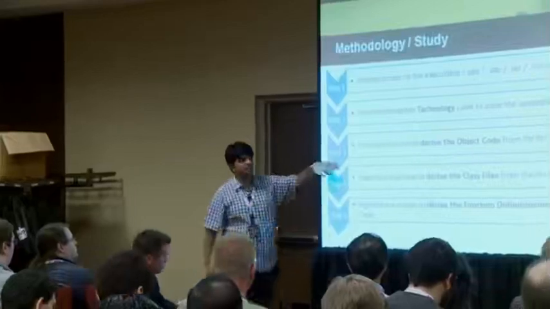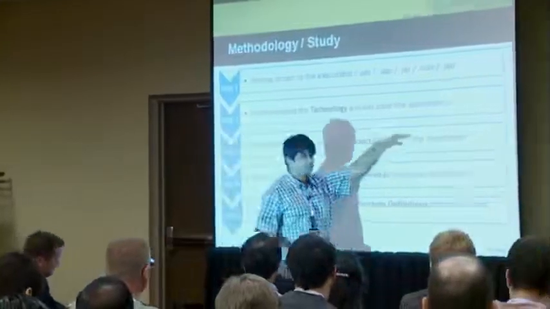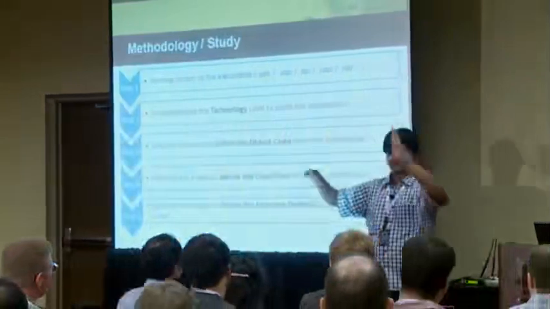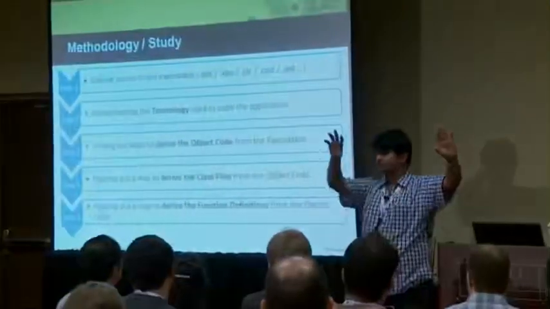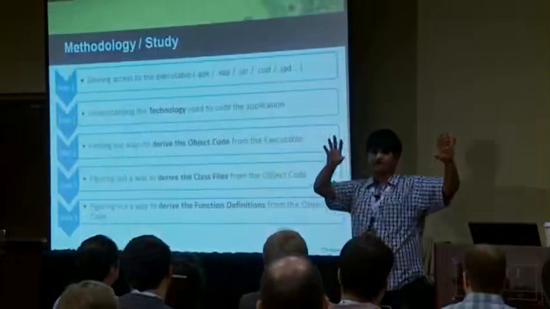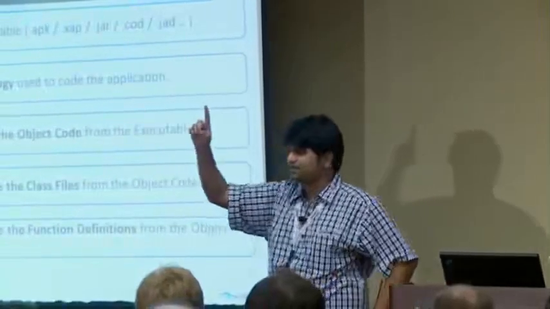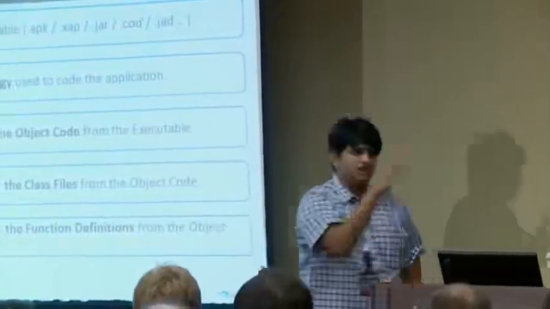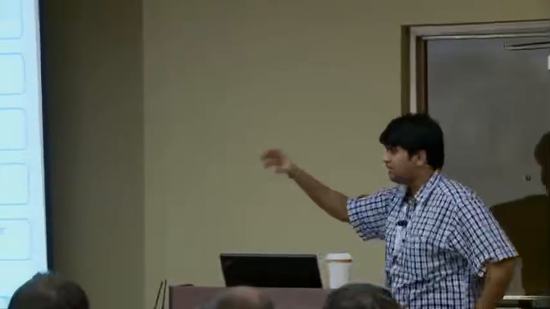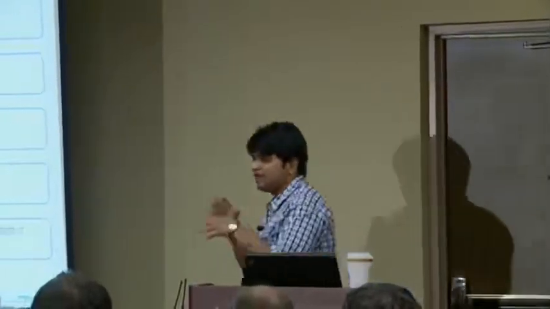The next step is to find ways to derive the object code from the executable. Like I said: executable, object code, and program. The secret of decompilation is that in any executable that you have, the object code is always hidden inside it in one way or the other. Make a note of that. The object code, be it whichever technology, is hidden inside the executable. So the first step in the way you attack or decompile is to find out which is the object code.